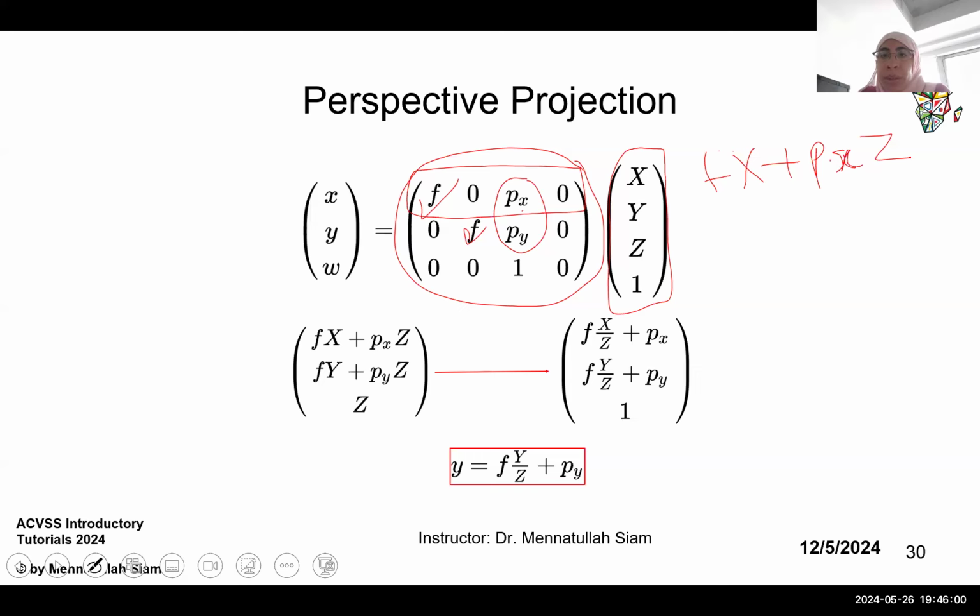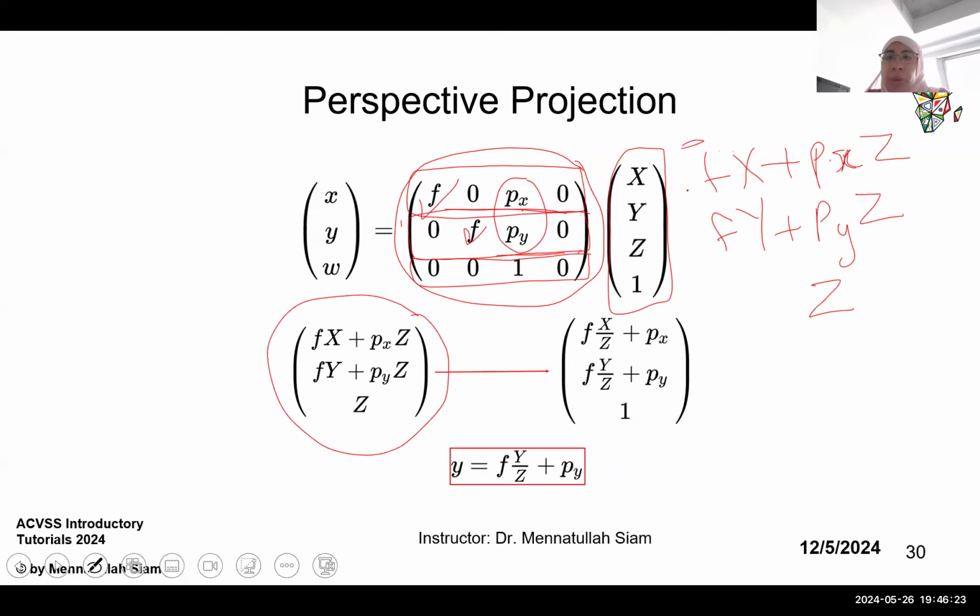Now, if I take the second row, this is going to be Fy plus Py multiplied by Z. So I took the second row multiplied by this vector. Now, if I take the last row, this is going to be just Z. And then we talked about how in homogeneous coordinates, I always tend to divide by the last element to make sure it ends up being 1. So if you divide by the last element, you end up having this, which is what we're talking about.